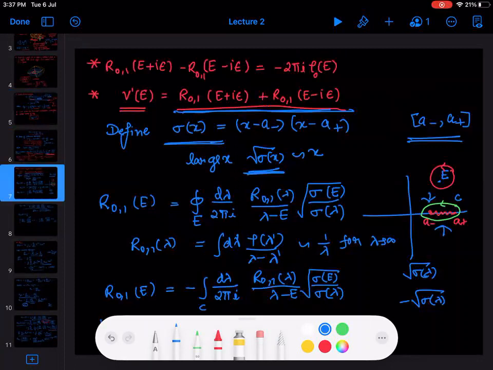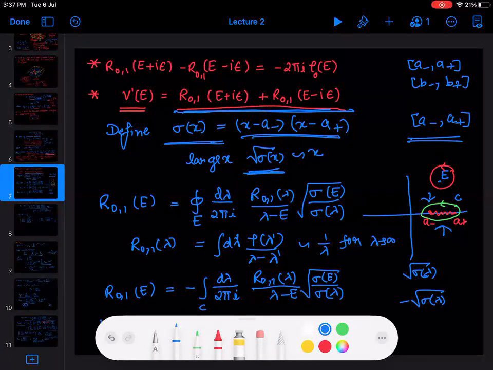This square root is actually coming from which cut solution you are taking. I said I'm taking a one-cut solution, that is why I chose it like this. If you have support from A minus to A plus and B minus to B plus, so your eigenvalue density is supported on these two disjoint intervals, then you will choose something like X minus A minus, X minus A plus, and then X minus B minus, X minus B plus.